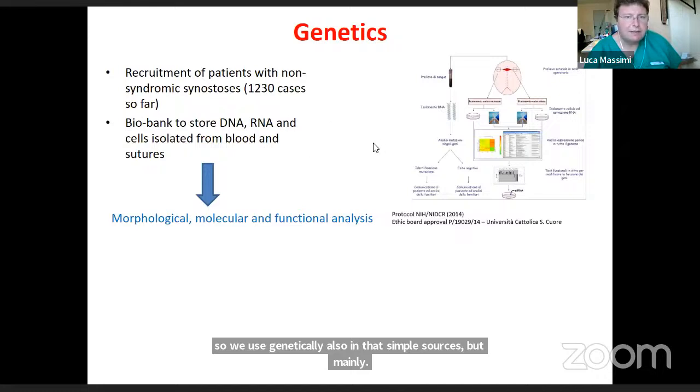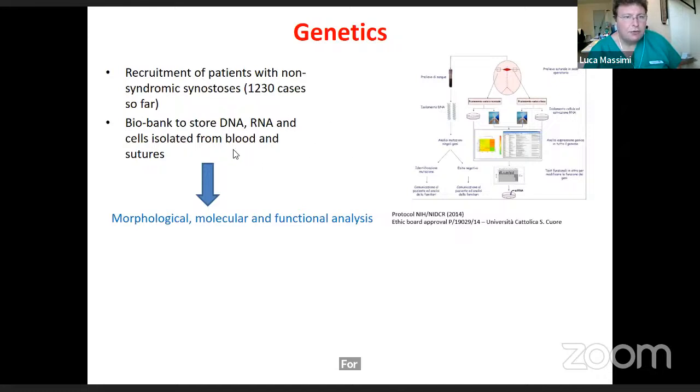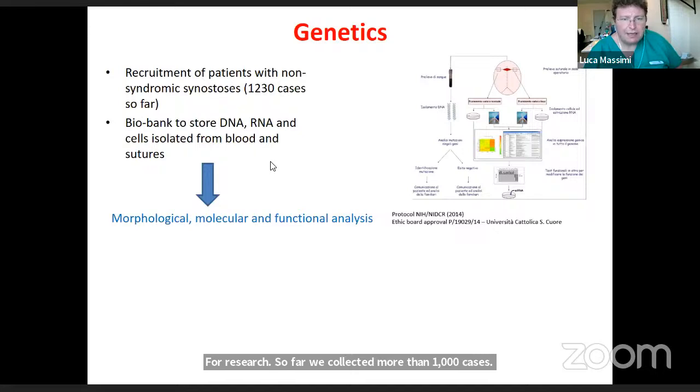So far, we collected more than 1,000 cases to create a biobank to store the array, RNA, and the cells isolated from the blood and from the fetus that we take out during the operation to perform, of course, sometimes also in cooperation with the ERNM or the international vendors.